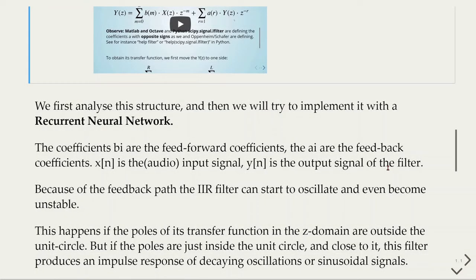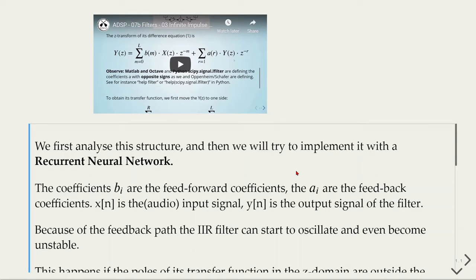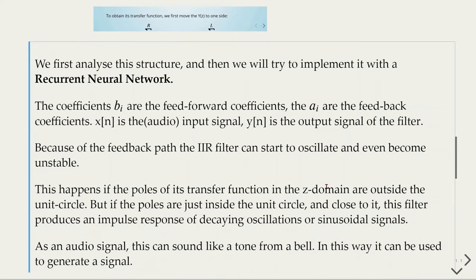The coefficients BI are the feed-forward coefficients and the AI are the feedback coefficients. Xn is the audio input signal and Y of n is the output signal of the filter. Because of the feedback path, the IIR filter can start to oscillate and even to become unstable. And this happens if the poles of its transfer function in the z-domain are outside the unit circle.